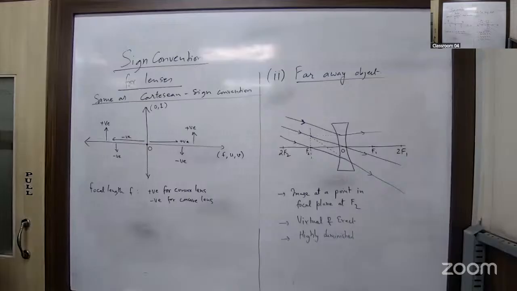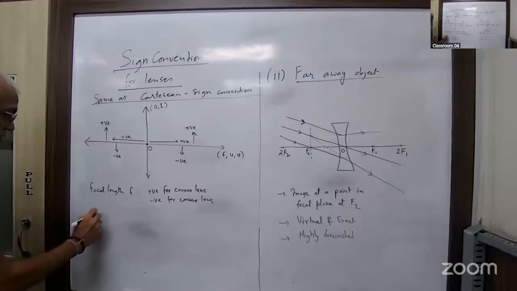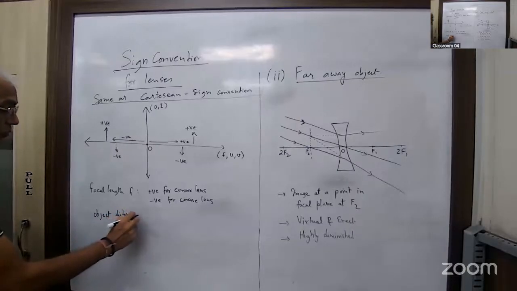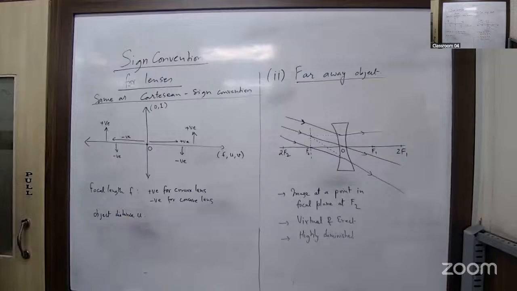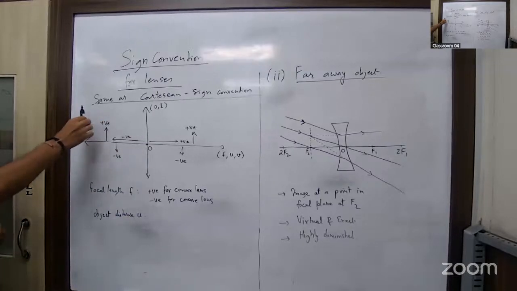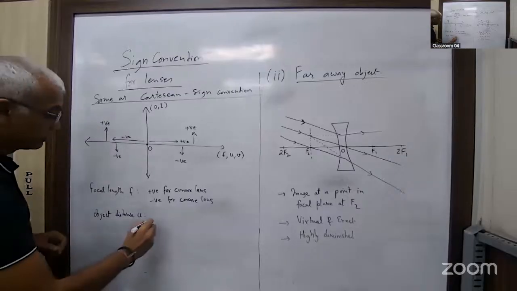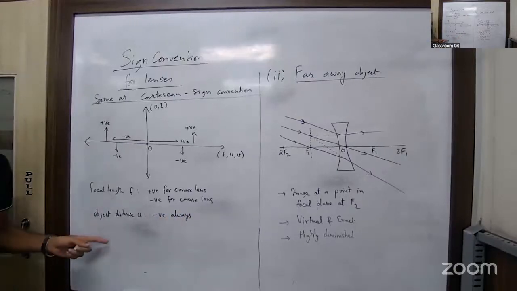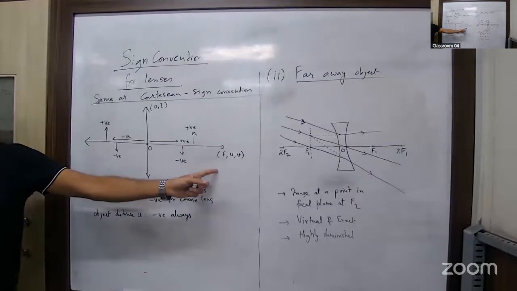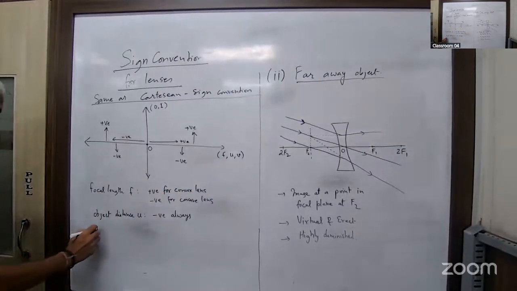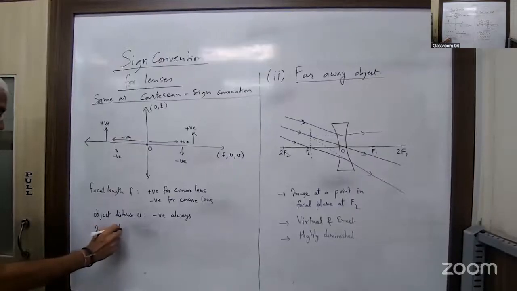Now, what about object distance? Where is the object kept? Always in the second quadrant, so it is always negative. It is measured on the x-axis. And the last is image distance. Just write F, U, and V, and then we leave.